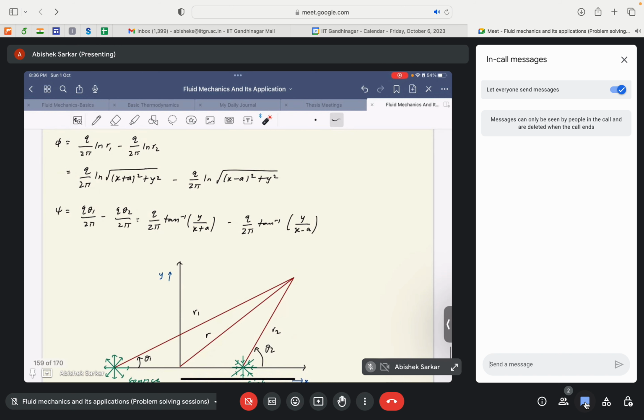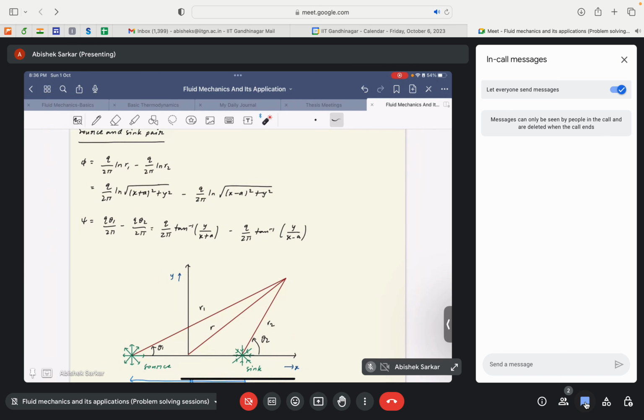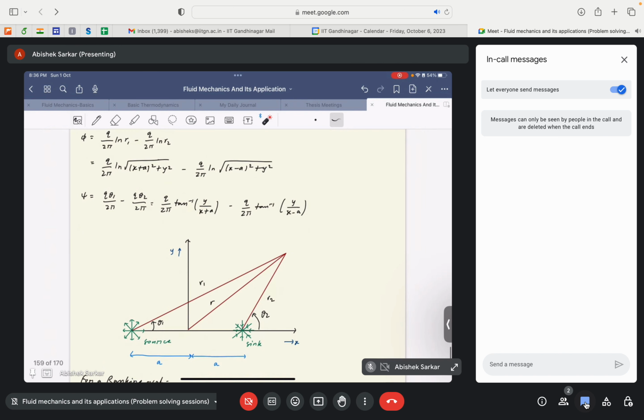So let me zoom out a bit. Then in the Cartesian coordinate system, it is given by this. Okay, how is it given? It's very simple. Just apply the Pythagoras theorem. So at point 1, if you consider this to be the x coordinate, then this length will be given by x plus a. So it's x plus a, and this is y. So this will be y square. So this r1 will be given by the square root of x plus a whole square plus y square.